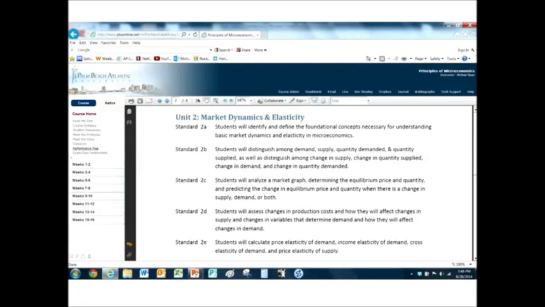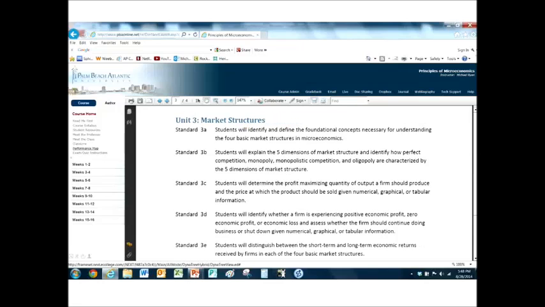Okay, moving on. Here's Unit 2. You can read through those. Unit 2 is on market dynamics, like supply and demand, basically. Elasticity of supply, elasticity of demand. And then Unit 3 is on market structures. You've probably heard of monopoly. You've heard of perfect competition. There's also oligopoly and monopolistic competition. And that's what Unit 3 is about.